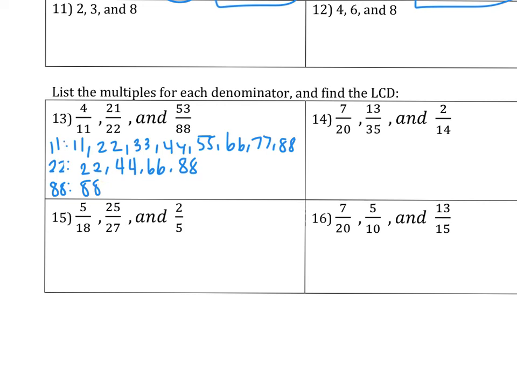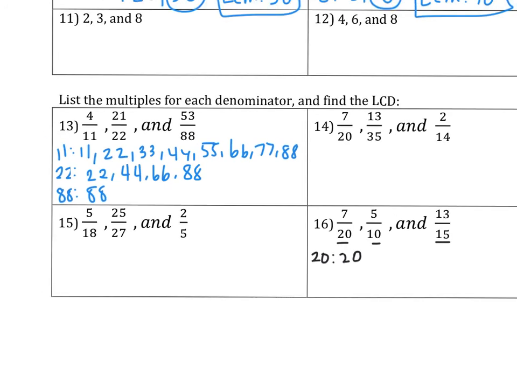I'll show you what I mean on number 16. So let's do number 16. Our denominators are 20, 10, and 15. So I'm going to start with my largest one, and that is 20. So I'm going to take the multiples of 20. 20, 10 goes into 20, but 15 doesn't go into 20. 40 is my next one. 10 goes into 40, but 15 doesn't.